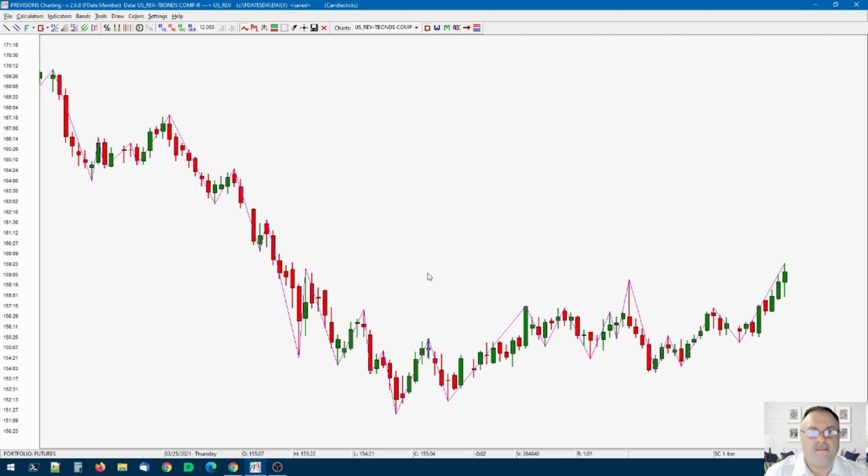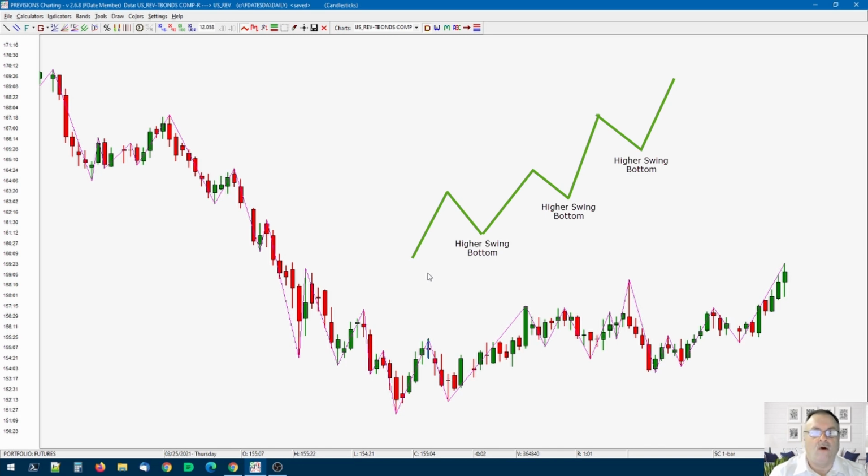Let's talk a little bit about common sense logic. If a market is making higher swing bottoms, would that be a market you'd want to be looking to sell into or buy into? Well, in general, there are exceptions, but in general, you would be looking to want to buy. Why? Because if the market is making higher swing bottoms, it's a market that's moving up. It's a bullish trend pattern.